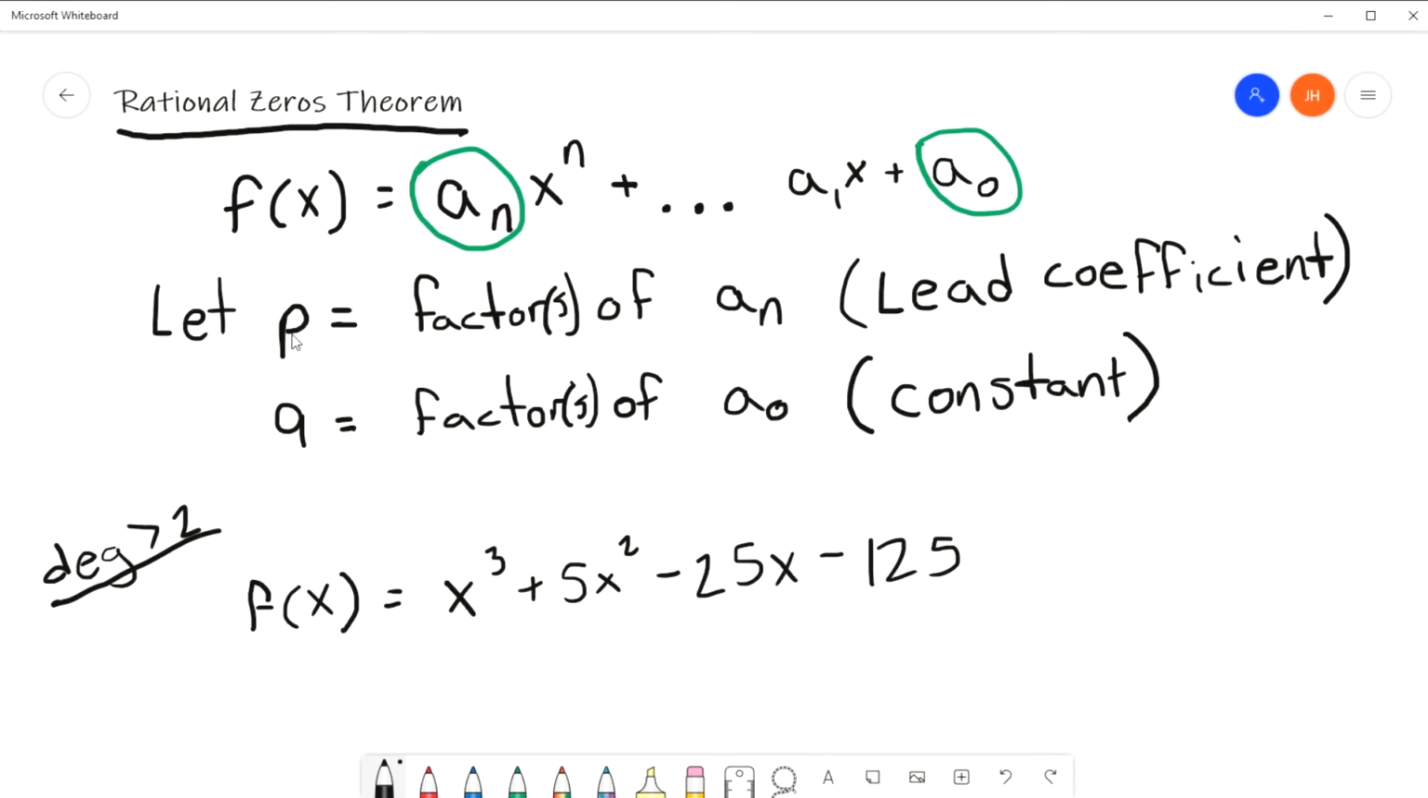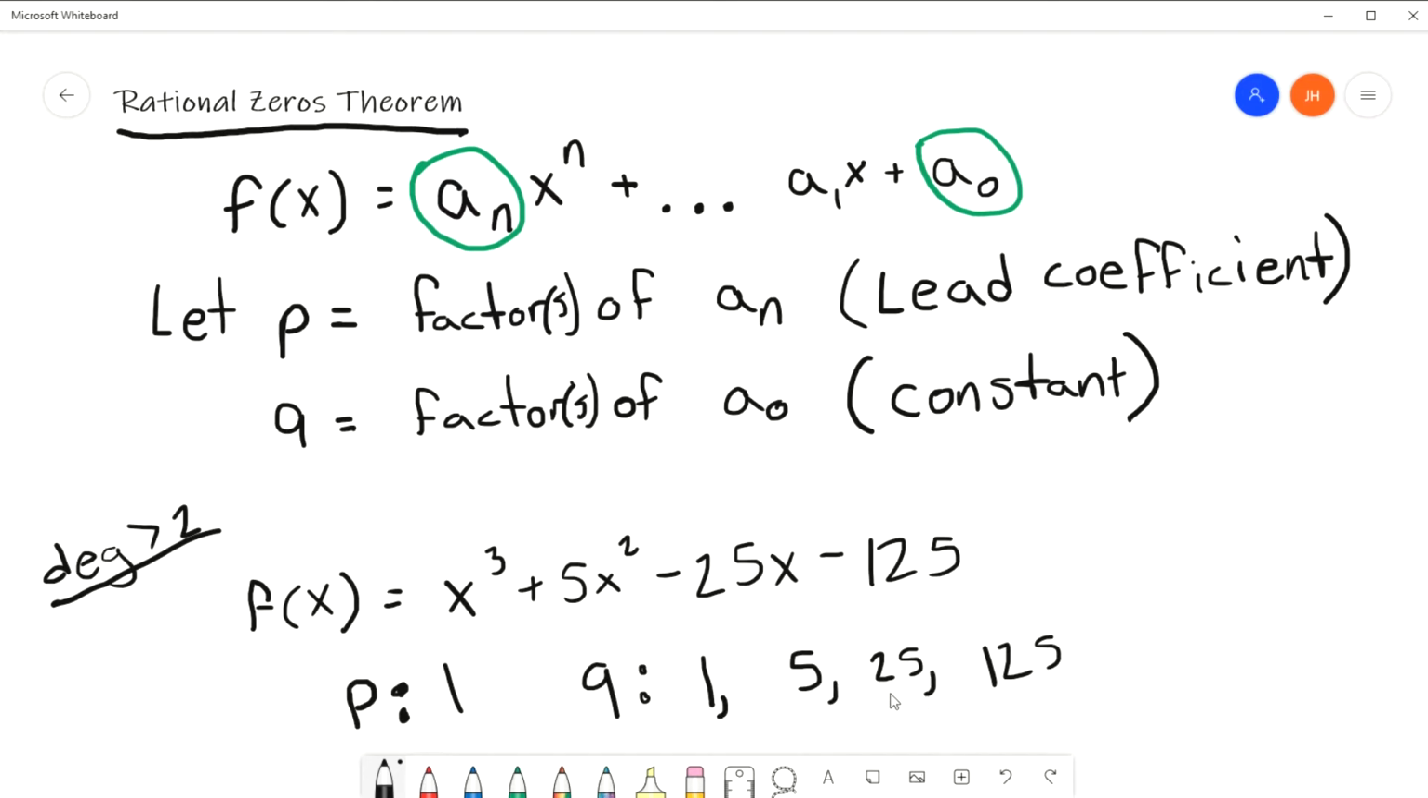Okay, so we have f of x equals x cubed and so on, minus 125. So in this problem, my p value is 1, right? P, if you guys remember, I said is all the factors of the leading coefficient, okay? So the only factor of 1 is 1. All right, well, let's look at q. What are all the factors of the constant 125? Well, the factors of 125 are 1 and 125, right? Because 1 times 125 makes that. As well as 5 and 25, because 5 times 25 makes 125. Remember, guys, that's what I'm talking about when I say the factors of the number.